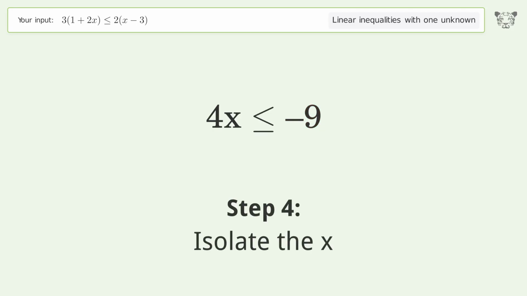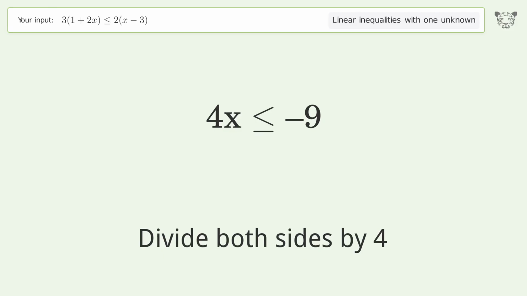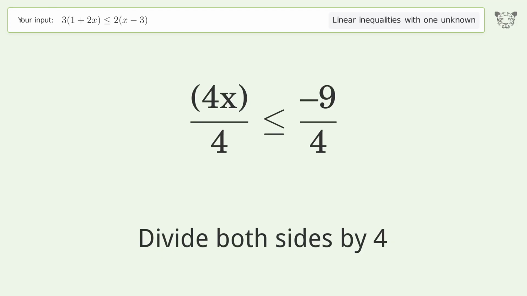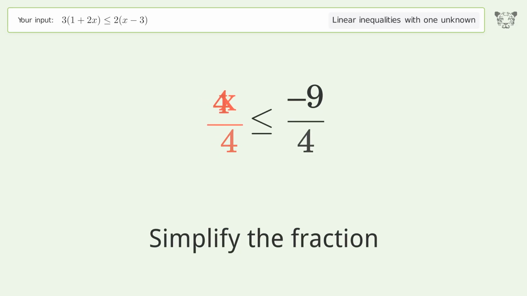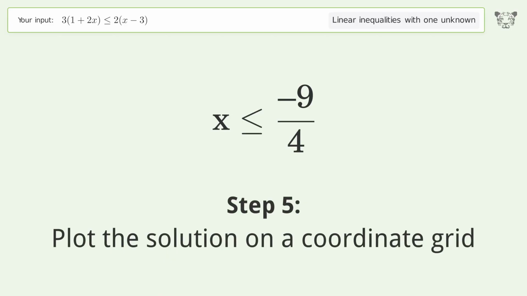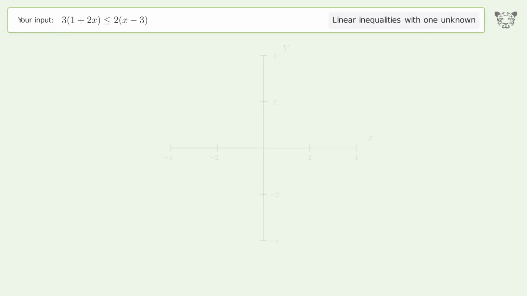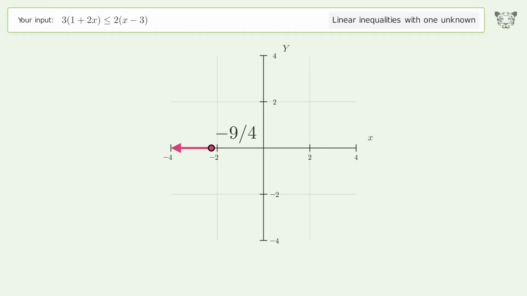Isolate the x. Divide both sides by 4. Simplify the fraction. Plot the solution on a coordinate grid. And so the final result is x equal or smaller than -9/4 equal or smaller than -21/4.